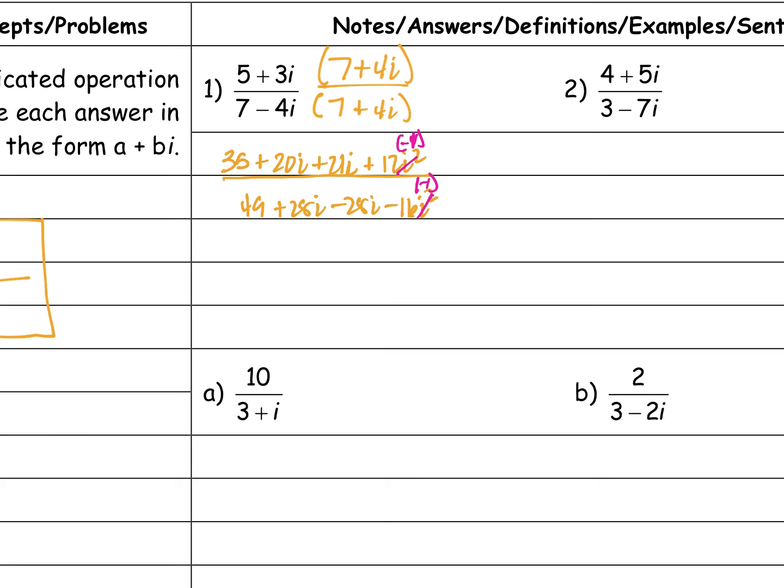And then I get 35 minus 12, which is 23, plus 41i. And then on the bottom, I'm going to get 49 plus 16, which is 65. And nothing goes into all 3 of them.